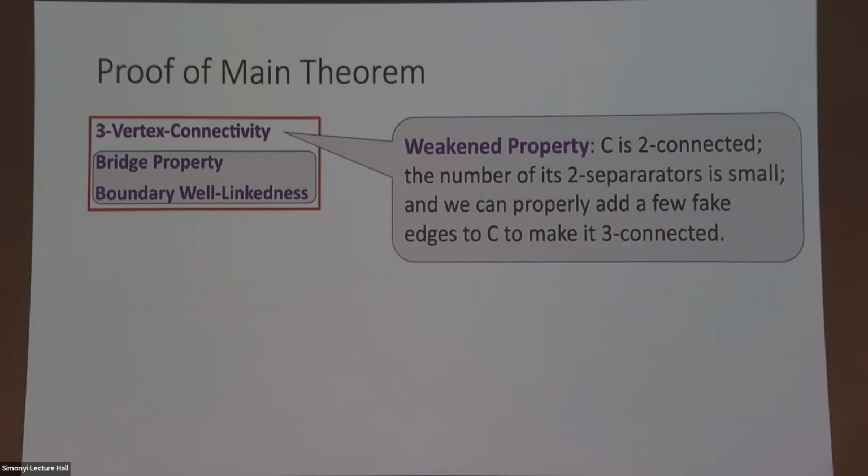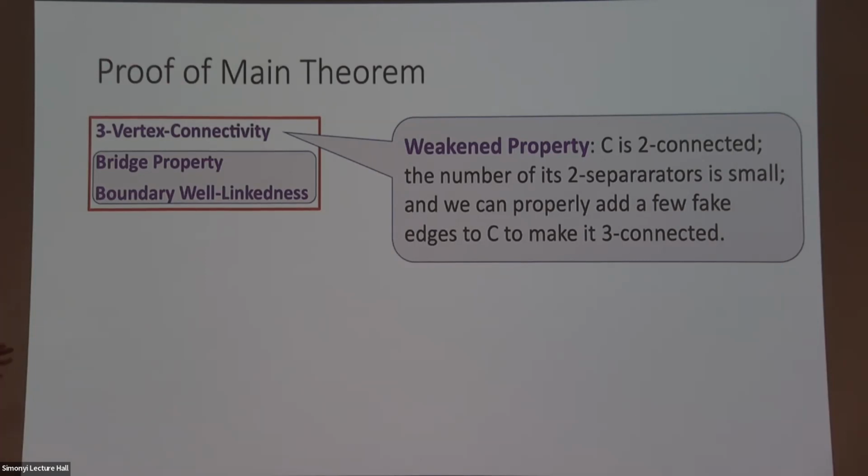So the first thing, it's also very tricky. Eventually we cannot achieve three vertex connectivity, and we replace it with something weaker, but still likewise enough for us to get around the whole main proof. So we do not require the graph to be three connected, but we require something to be two connected. The number of two connected components is small, the number of two separators is small, and we can properly add a few fake edges to make it three connected.